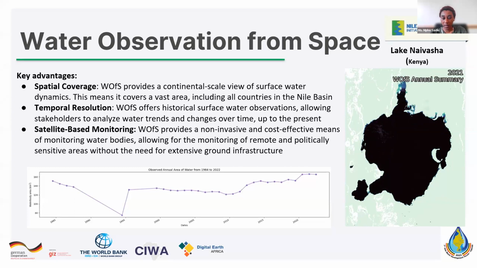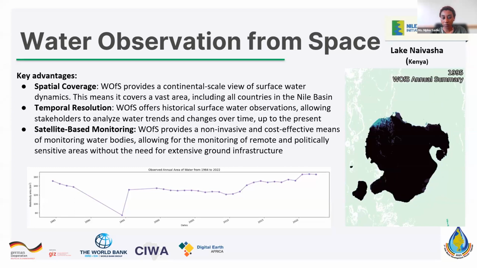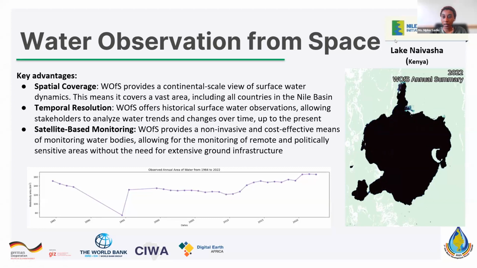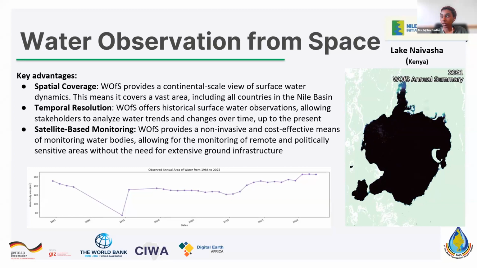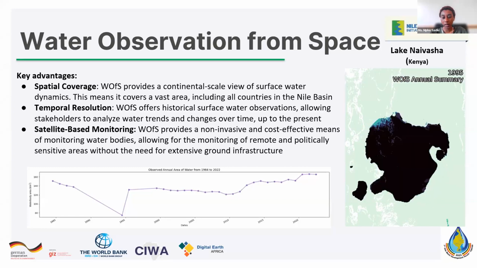And of course, it's satellite based, so it's non-invasive and cost effective, and it means it's perfect for transboundary water management as well. And in the example that I show here, you can see that this is Lake Naivasha in Kenya. You can just see how it's changing from 1984 to 2022. So this sort of animation, this sort of insight is possible for any water body or water resource in the Nile River Basin, where you can tell how it's reacting to different inputs or different things that are happening within the environment with time.